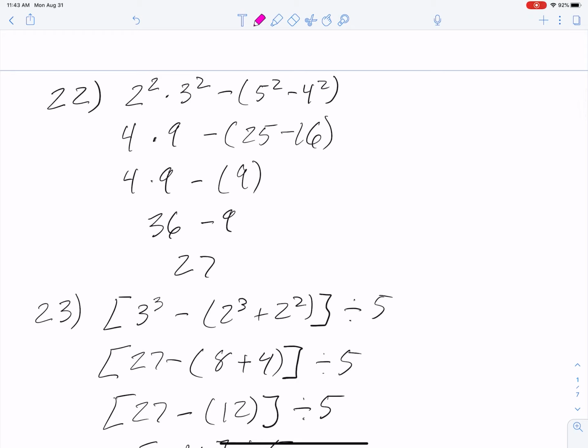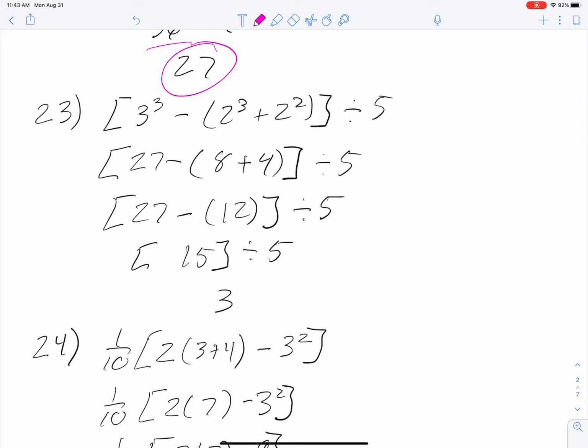22, same thing. I took care of my exponents, so my 2 squared became 4, my 3 squared became 9, my 5 squared became 25, my 4 squared became 16. Technically, I need to take care of my parentheses before I do 4 times 9. It really doesn't change my final result, but again, I'm trying to overemphasize the order of operations. So I took care of my 4 times 9 to get 36, and then end up with 27 from 36 minus 9.